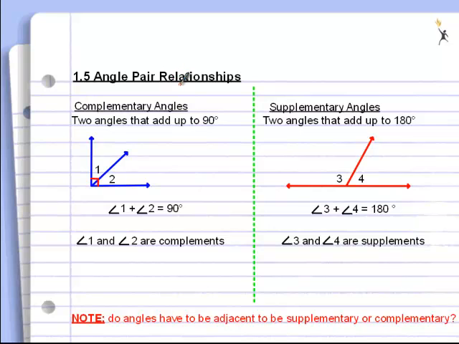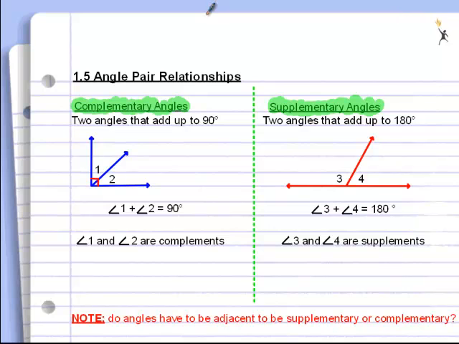All right, section 5 of chapter 1 deals with angle pair relationships. One of the things that we're going to talk about in geometry are different angles, much in the same way of section 4 of chapter 1 where we dealt with angles. We're dealing with two special types of angles now, complementary and supplementary angles.